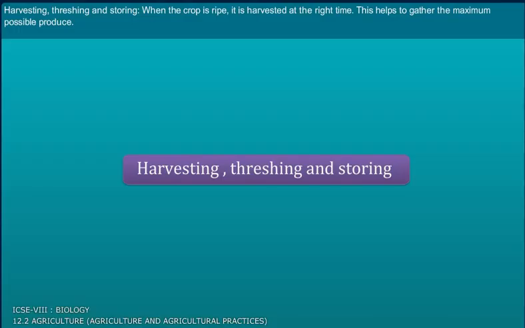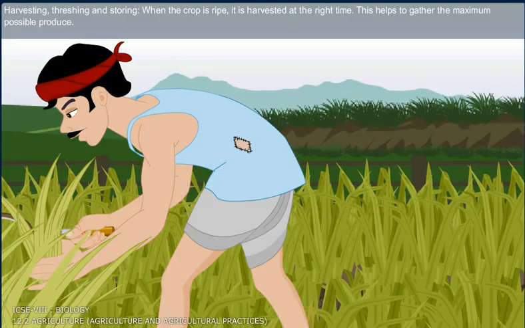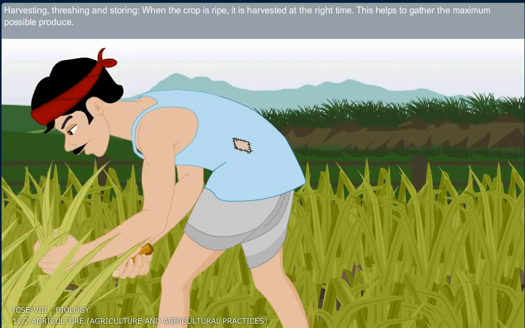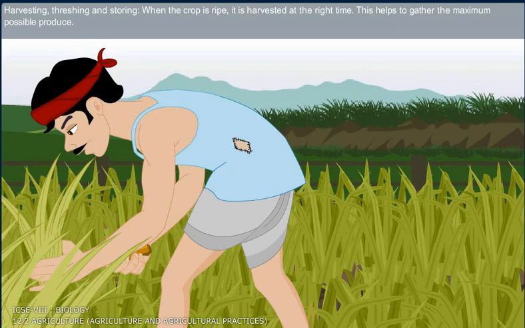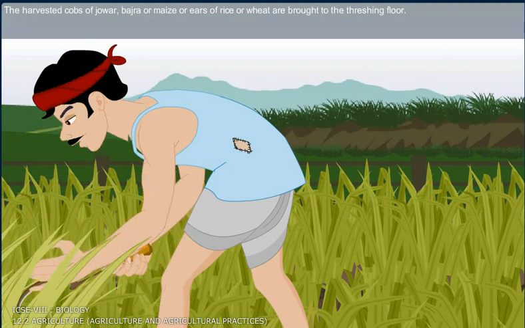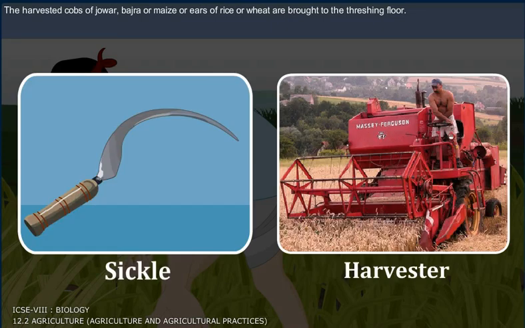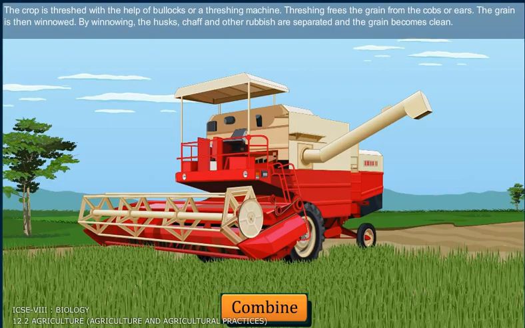Harvesting, threshing, and storing. When the crop is ripe, it is harvested at the right time. This helps to gather the maximum possible produce. The harvested cobs of jowar, bajra, or maize, or ears of rice or wheat are brought to the threshing floor. The crop is threshed with the help of bullocks or a threshing machine. Threshing frees the grain from the cobs or ears.